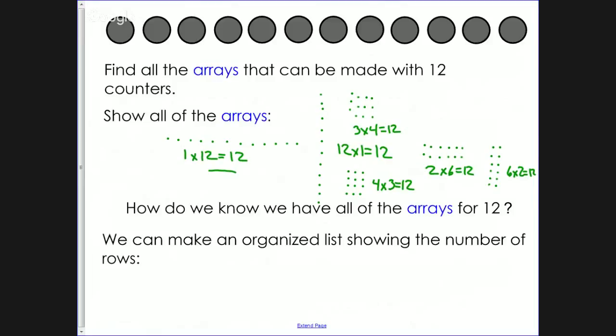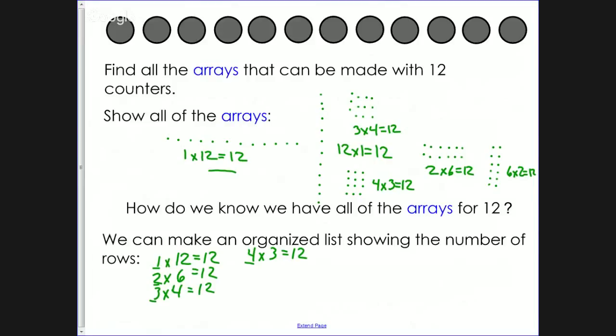The question here, though, is how do we know we have all the arrays for 12? We can make an organized list showing the number of rows. Since we know that the maximum number that we have is 12, we can start with 1. And we know 1 times 12 equals 12. We discovered that 2 times 6 equals 12. We know that 3 times 4 equals 12. And we know that 4 times 3 equals 12. So I've used 1, 2, 3, 4.